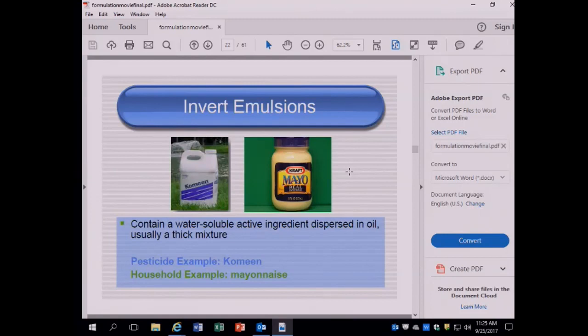But mayonnaise is an invert emulsion. It's a water-soluble active ingredient dispersed in oil to create a thick mixture. And that's just an example of an invert emulsion. Not complicated.